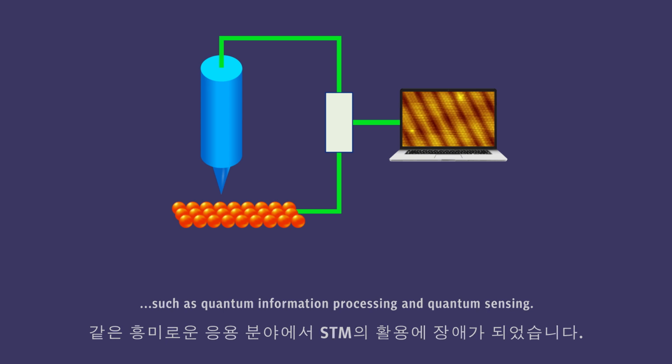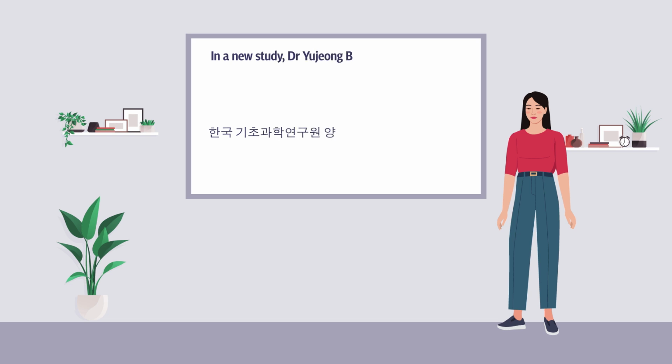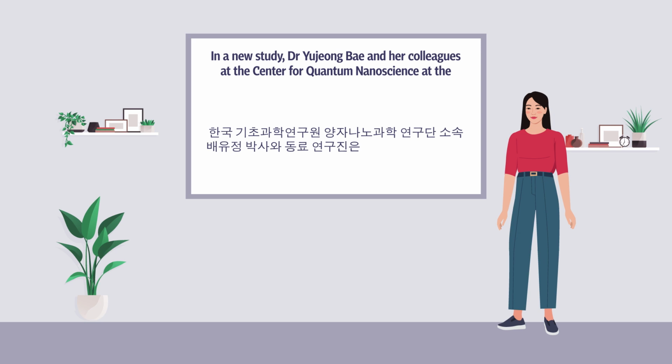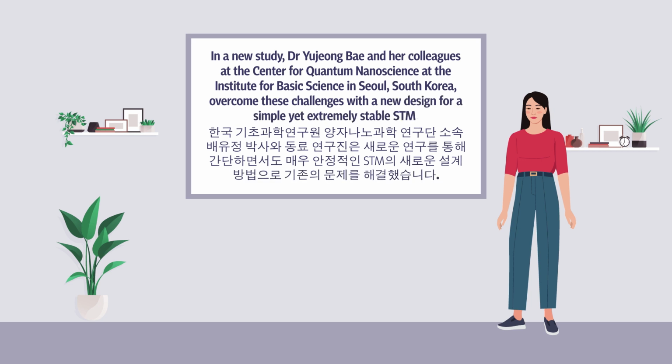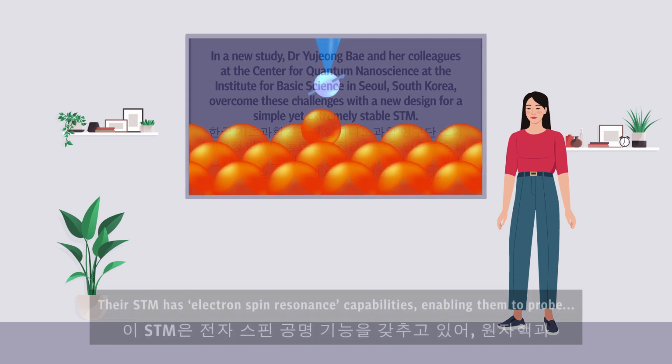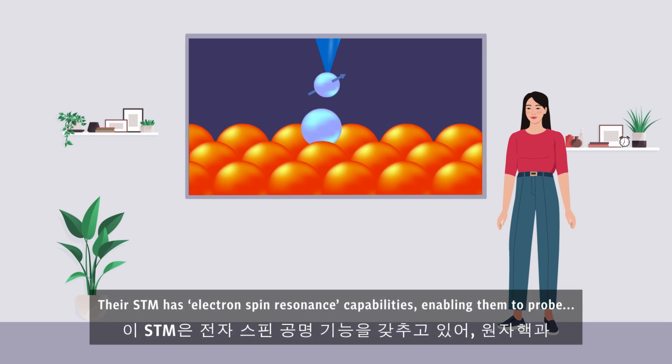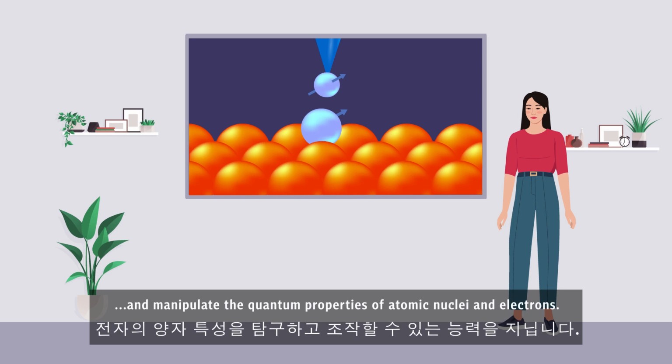In a new study, Dr. Yoojung Bae and her colleagues at the Center for Quantum Nanoscience at the Institute for Basic Science in Seoul, South Korea, overcome these challenges with a new design for a simple yet extremely stable STM. Their STM has electron spin resonance capabilities, enabling them to probe and manipulate the quantum properties of atomic nuclei and electrons.